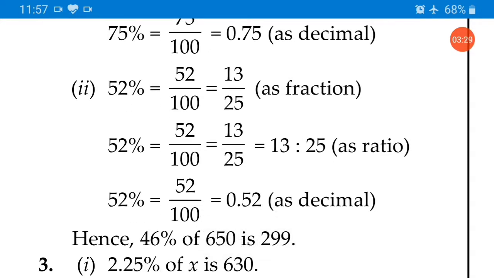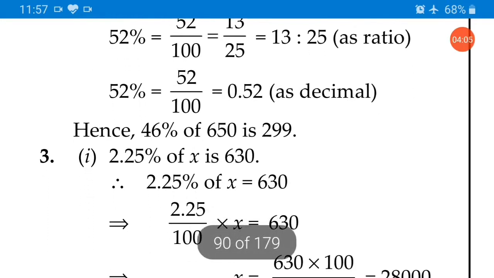52% convert into fraction. 52 divided by 100. Here 4 times 13 is 52 and 4 times 25 is 100. So 4 cancels out, and 13 upon 25 will remain as a fraction. As a ratio, it is 13:25, and in decimal, 52 divided by 100 is 0.52.